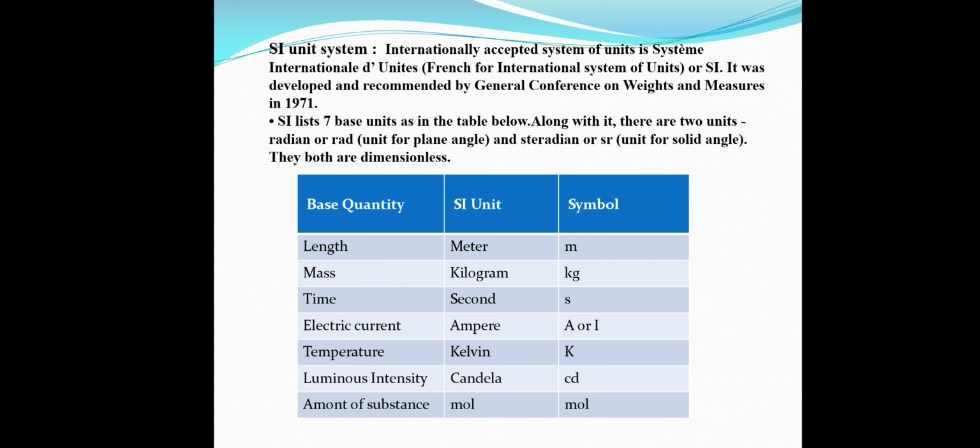Length, SI unit meter, symbol is m. Mass, SI unit kilogram, kg. Time, unit is second and symbol is s. Electric current, SI unit is ampere and symbol is A or I, the current flowing through the circuit. Temperature, SI unit is Kelvin and symbol is K, and luminous intensity, candela, cd, and amount of substance, mole, and symbol is mol.